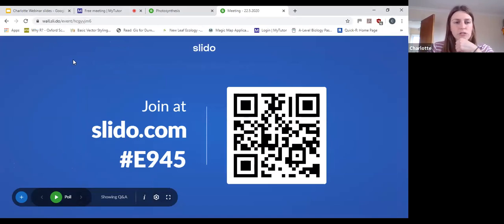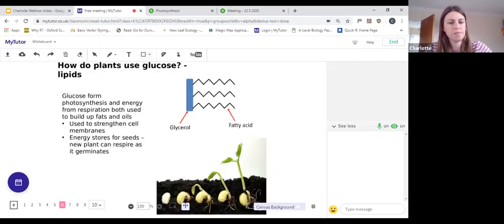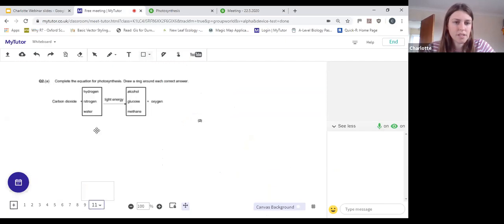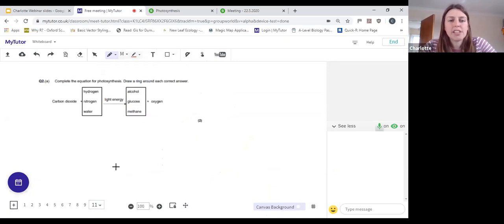And then we've just got 5 minutes left, so we'll do a quick question as well. Okay, so this is a very simple question just to start off. If you want to do this in the chat, then you can. Complete the equation, draw a ring around each correct answer. Carbon dioxide plus what, with light energy, gives what plus oxygen?